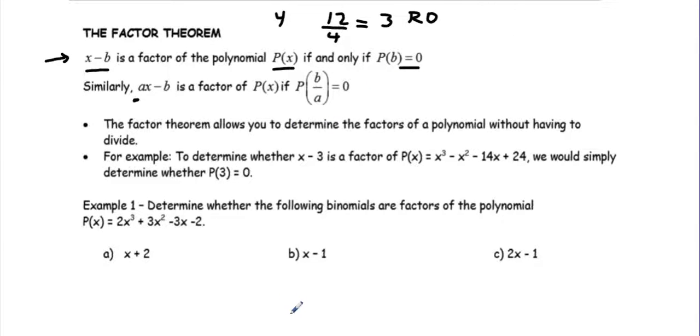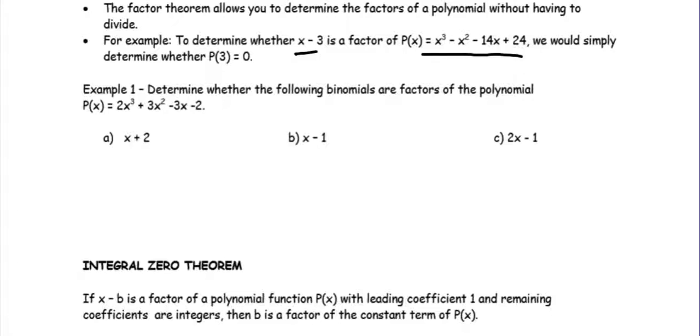Okay, so the factor theorem allows you to determine the factors of a polynomial without having to do the actual division. So for example, I could ask you, is x minus 3 a factor of this polynomial function? And if I wanted just a yes or no answer, I could stick in p of 3 and see what my remainder is. And of course, if my remainder was 0, I could be confident saying that x minus 3 was a factor of this. Okay, so let's look at some examples.